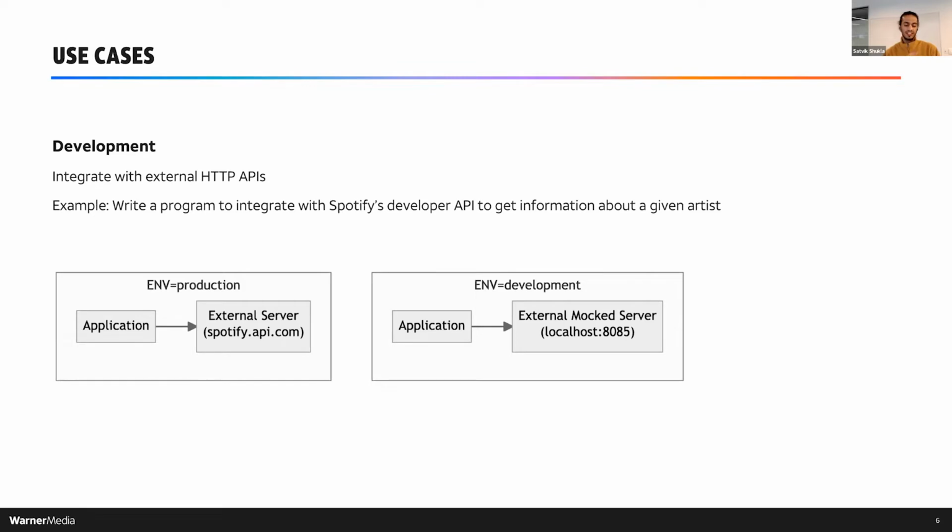But when we are in the development phase, when the environment is set to development, which is locally, let's say, instead of calling into the Spotify API, we would call into a mocked server that we have created and configured locally. And what this allows us is to basically do our development independent of the presence of a Spotify API, which would be available to us in the production environment.